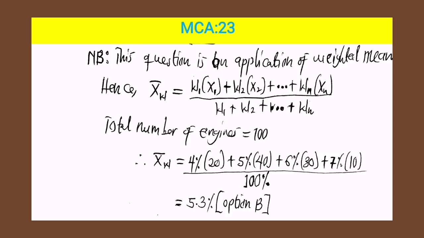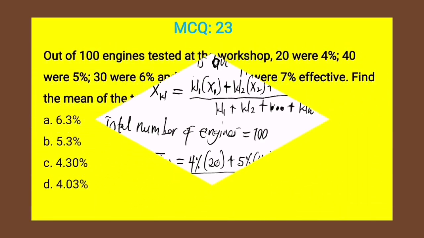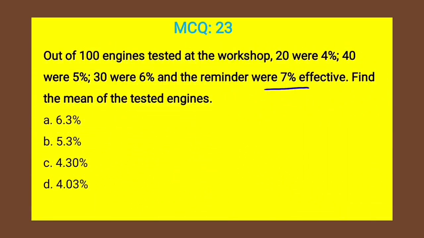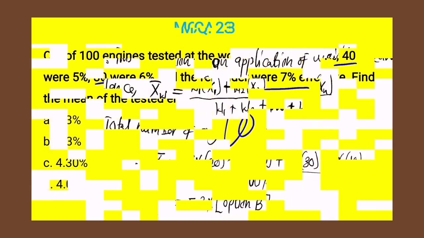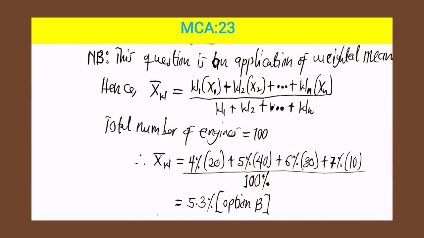But remember, in the question they said the remainder were 7% effective. So for you to get the remaining machines for 7% effective, you add 20, 40, and 30. When you add, you get 90, and subtract from the 100. The remaining machines will be 10, and that will be for the 7% effective weight. So that's how come we had the 10 here. Take note.